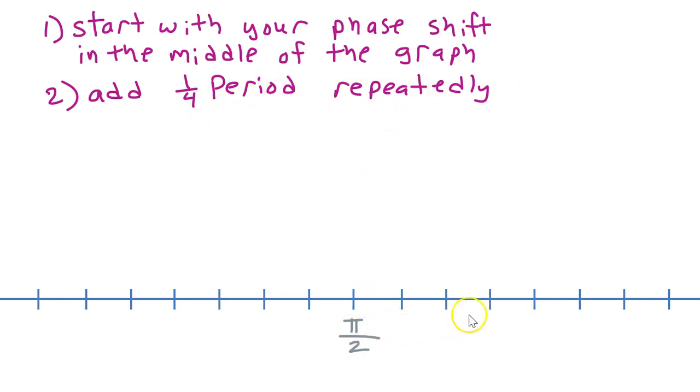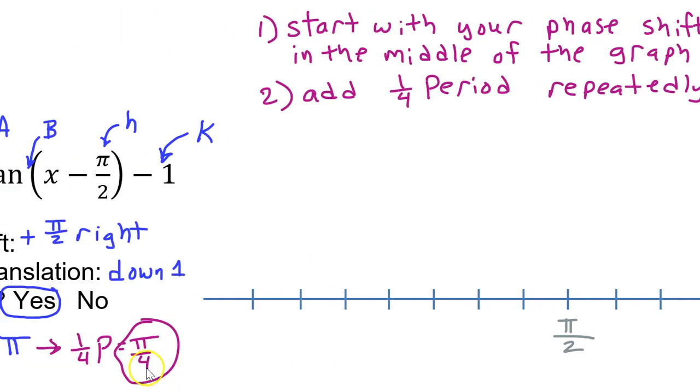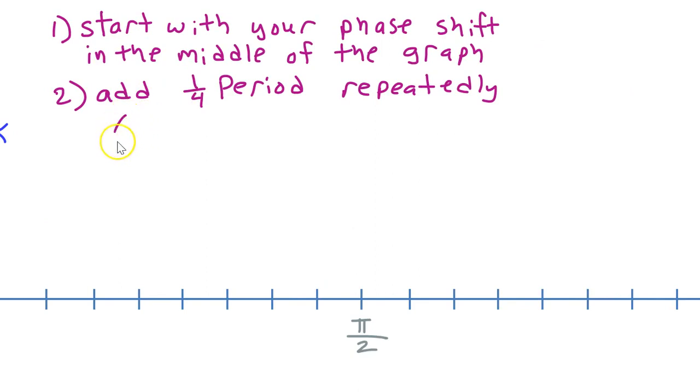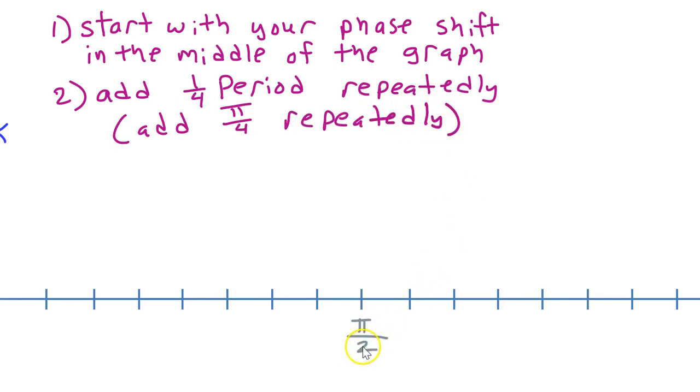So as I go to the right, every one of these marks should be increasing by 1/4 of the period. So in this case, every mark should be increasing by pi over 4. So I'm going to be adding pi over 4 repeatedly. Now the easiest way to add pi over 4 repeatedly is to have like denominators.